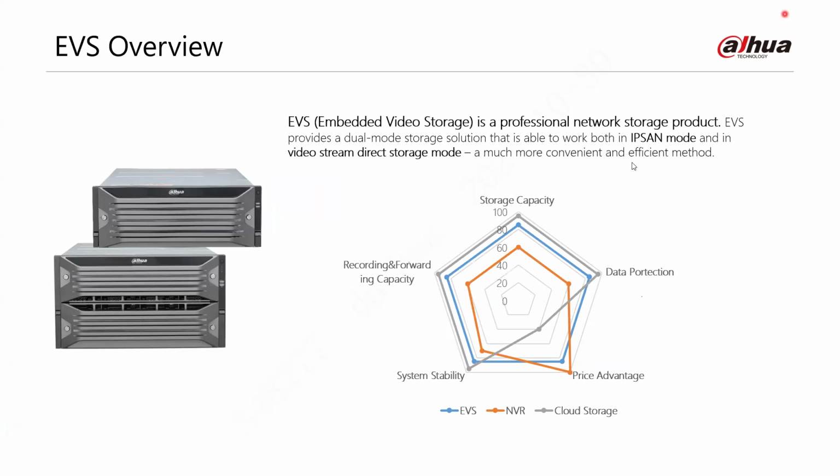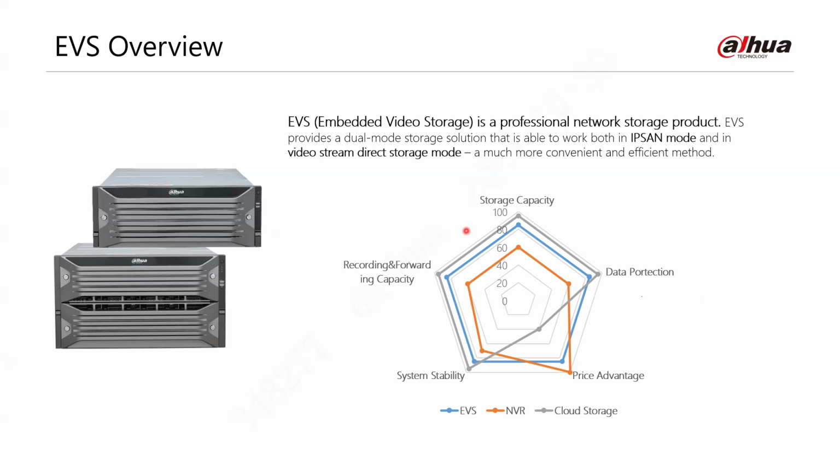So this is a part of the overview, whereby the EVS is rather embedded video storage, one professional network storage product that we have in distribution from Dahua. The EVS provides what we call a dual mode storage solution that is able to work both in the IP storage area network mode and in the video stream direct storage mode. So a much more convenient and efficient method. Between the two, the IP SAN and the video stream direct mode, I'm going to explain to you when it comes to that particular part.